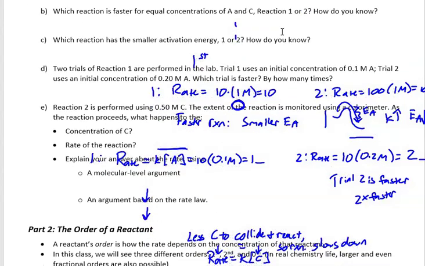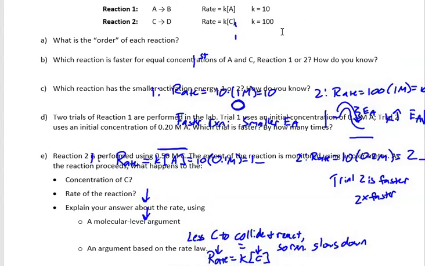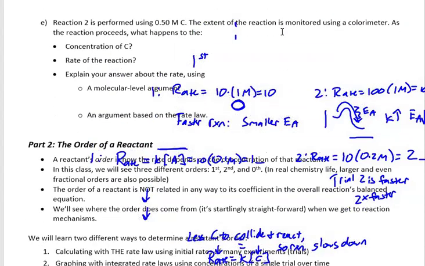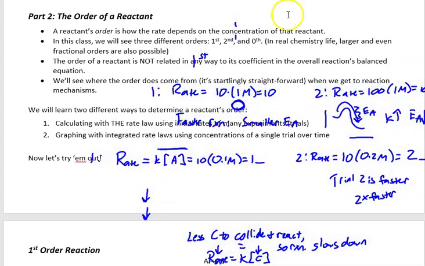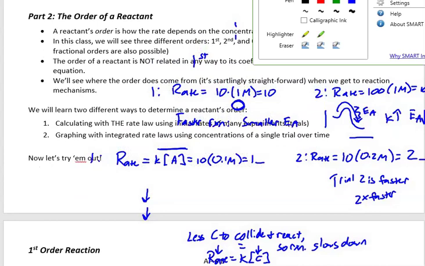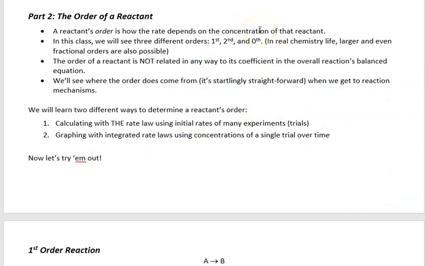Okay, so that's kind of how your rate depends on your rate constant and on your concentrations. The other part of the equation, and the part that's a little bit more confusing, is the order of the reactant, those exponents up there. It tells you how the rate depends on the concentration. And again, our values are going to be first, second, or zeroth order, although others are possible. It is not related in any way to the coefficient in the overall reaction's balanced equation. Later we'll see where it comes from and how we can figure it out.